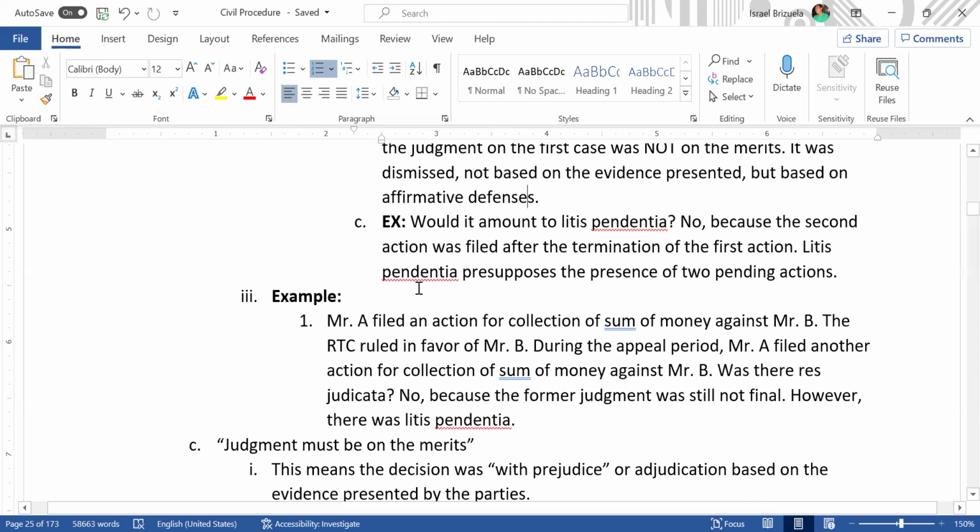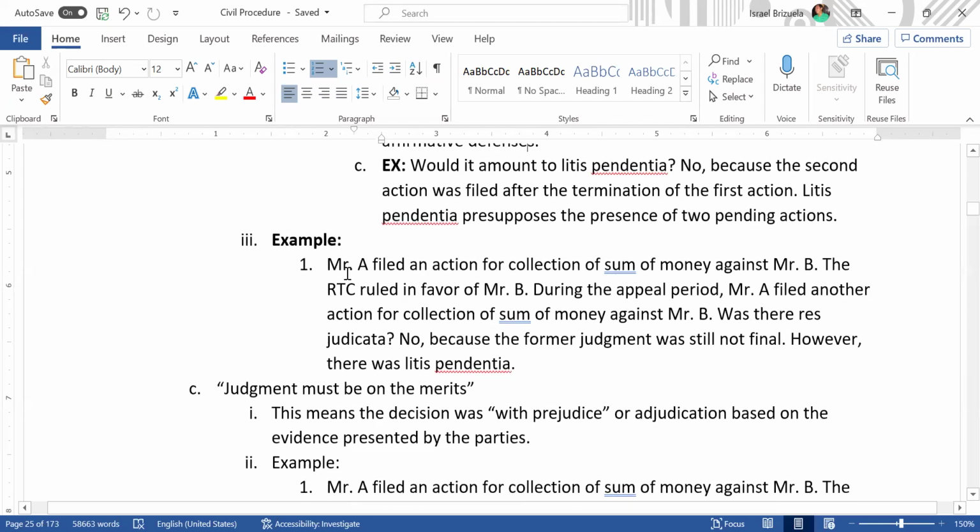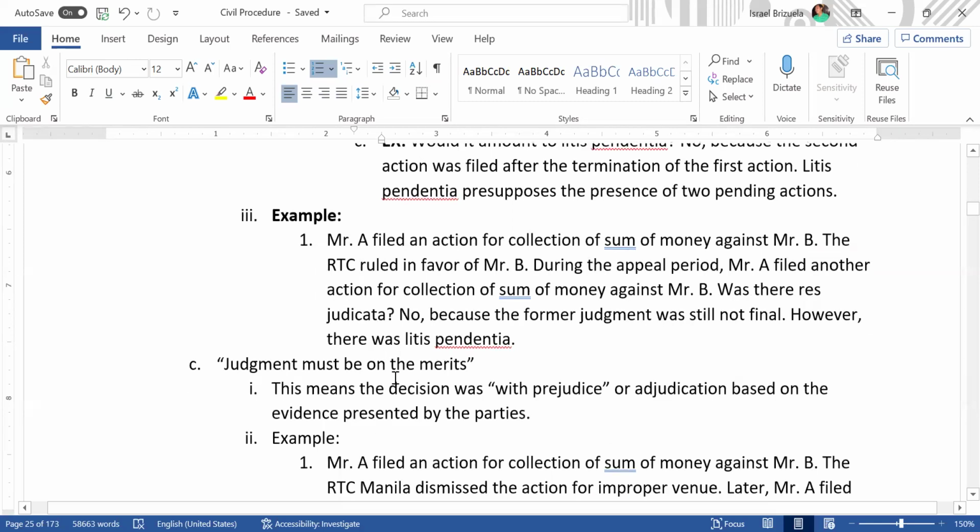which is simultaneous. Example, Mr. A filed an action for collection of sum of money against Mr. B. The RTC ruled in favor of Mr. B. During the appeal period, Mr. A filed another action for collection of sum of money against Mr. B. Was there res judicata? No, because the former judgment was still not final. However, there was litis pendentia.